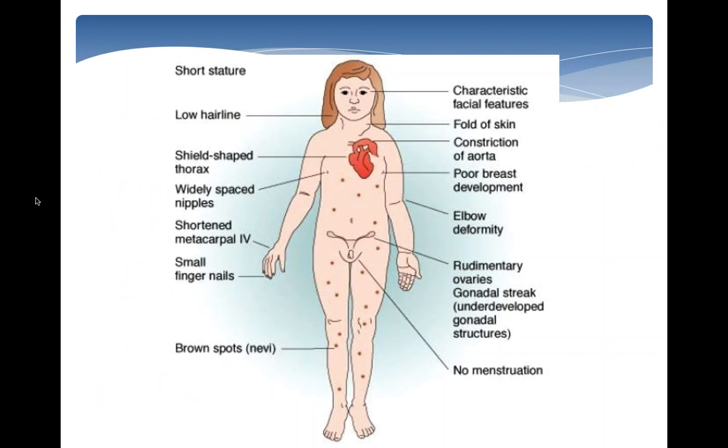So this is just a picture of what symptoms a patient can present with if they have Turner syndrome. Once again, they won't have all these symptoms. You can see she has the brown scattered spots on her body. Just keep this picture in mind, and you can refer back to this when you have a patient you suspect has Turner syndrome.